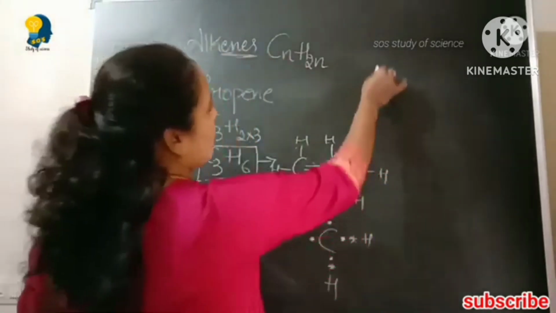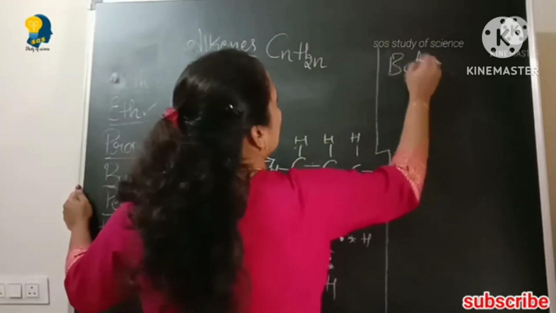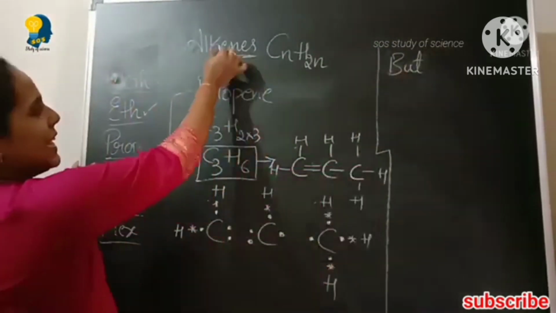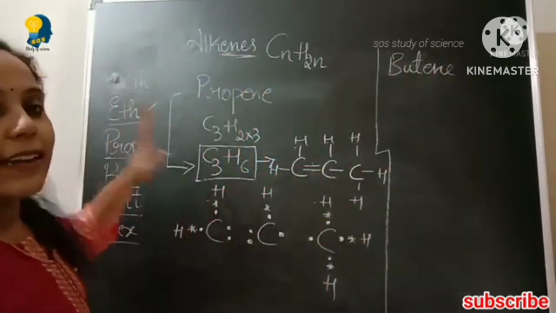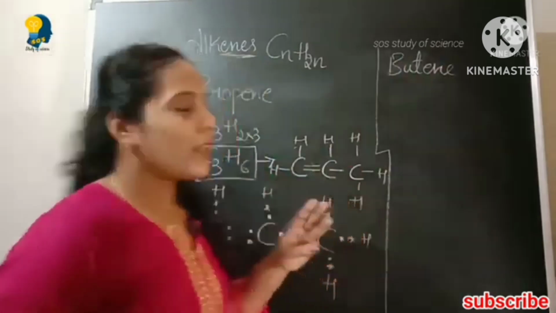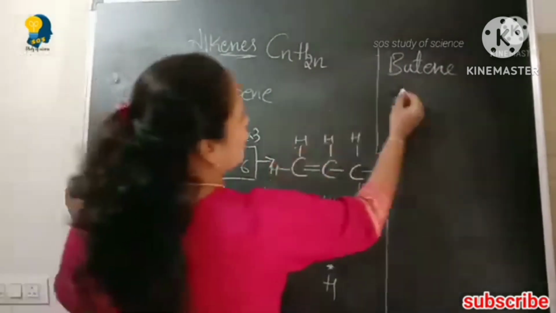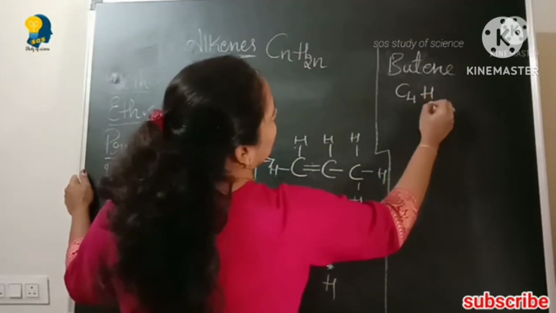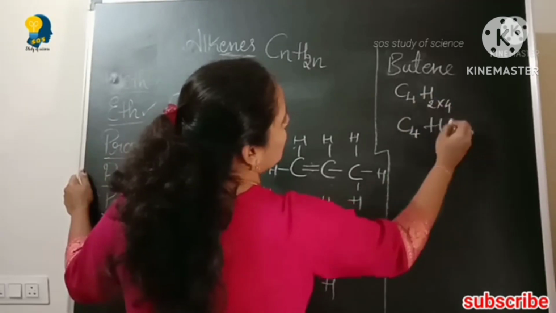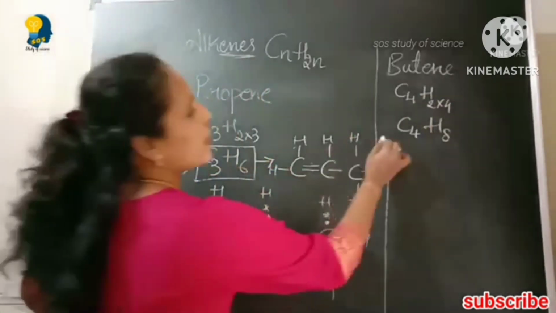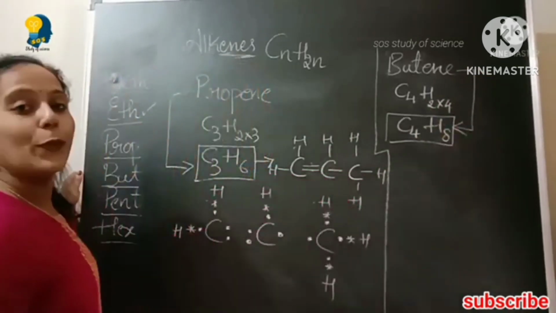And let me teach you one more under alkene, that is butene. But plus ene is equal to butene. So under alkene, the third member is butene. As it is in the fourth position, n is equal to 4. C4H2 into 4, so it is C4H, 2 fours are 8. So C4H8 is the molecular formula for butene.